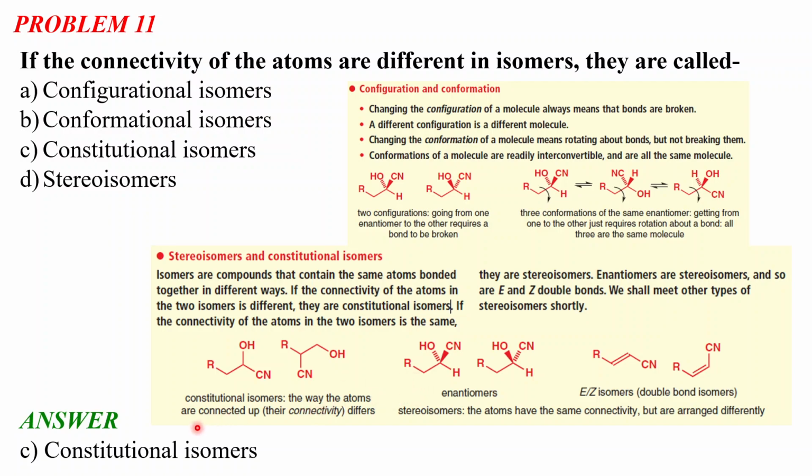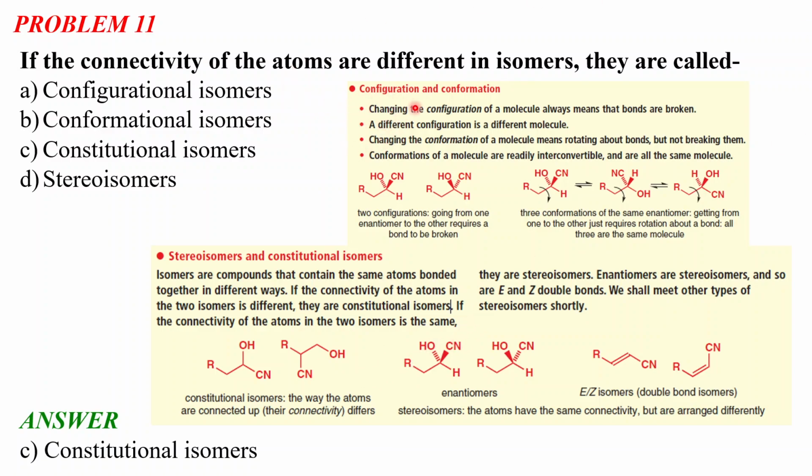The way the atoms are connected differs, and this is called constitutional isomerism. Stereoisomers, like enantiomers and E/Z isomers, have the same connectivity but are arranged differently in 3D or in 2D. As you can see here, the R group and the cyano group are connected to this carbon and this carbon, and the connections are the same. The bonds are connected the same way, but the rotation or the representations are different in 3D and in 2D. So these are called stereoisomers.